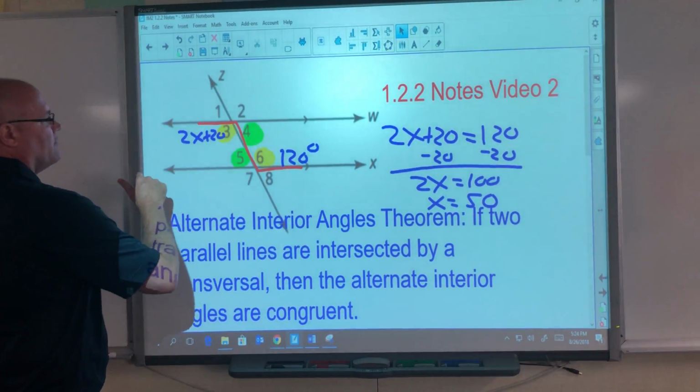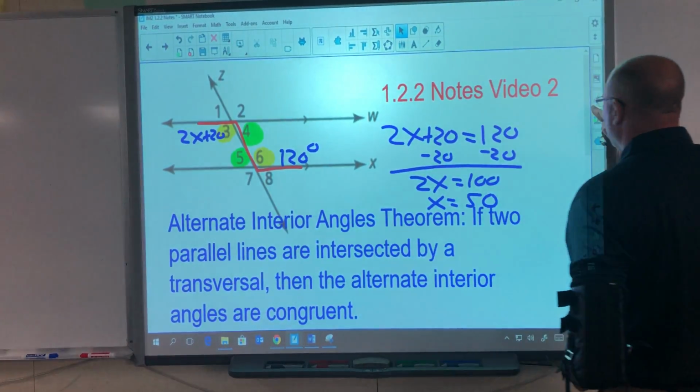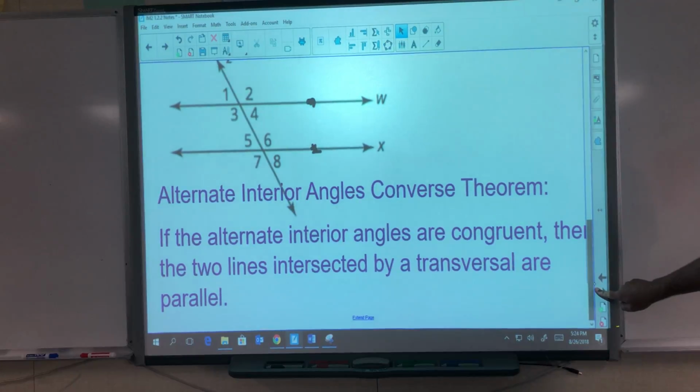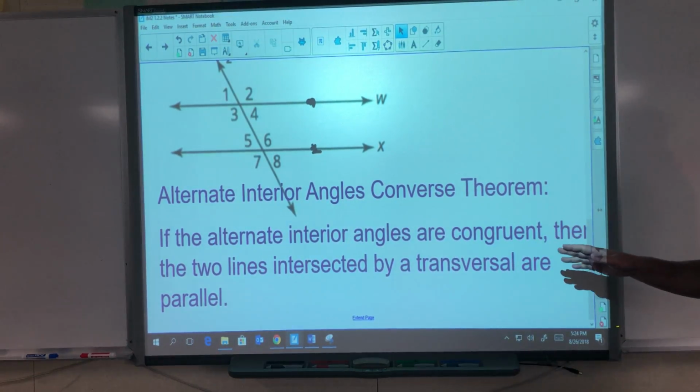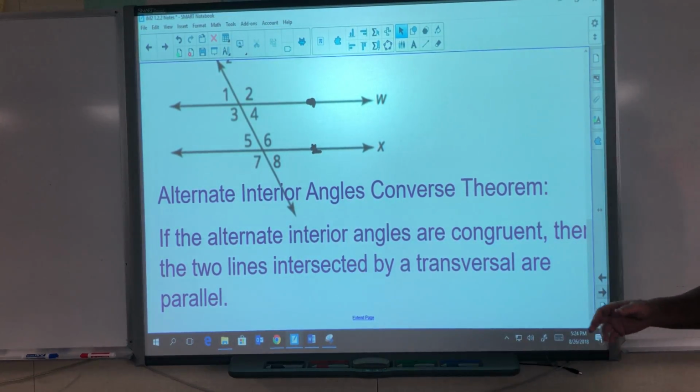Now, we have the converse of this theorem as well, which is the alternate interior angles converse theorem, which is if the alternate interior angles are congruent, then the two lines intersected by a transversal are parallel.